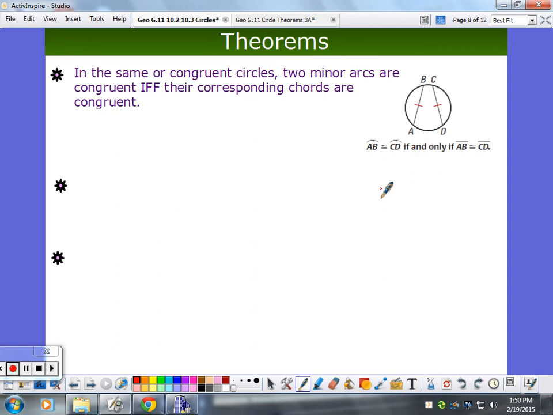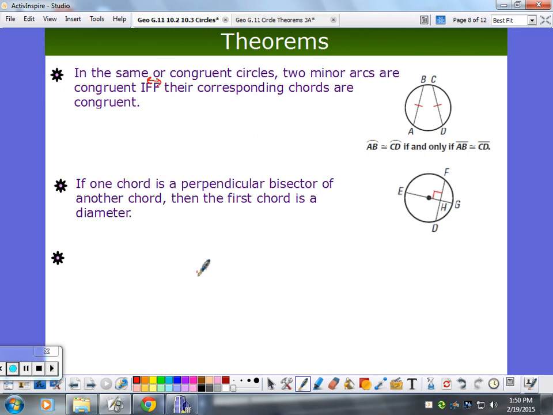In the same or congruent circles, as long as your circles are congruent, all these theorems are true. Two minor arcs are congruent if and only if, by conditional, their corresponding chords are congruent. So here are two chords that are congruent. That means arc AB and arc CD will be congruent. Conversely, if arc AB and arc CD are congruent, then you can conclude that the chords AB and CD are congruent as well. So it's an if and only if either way.